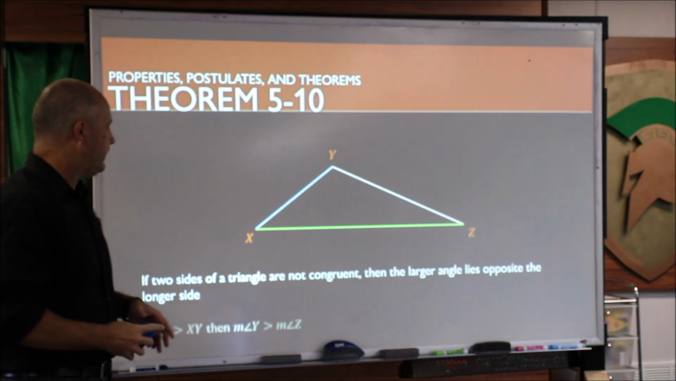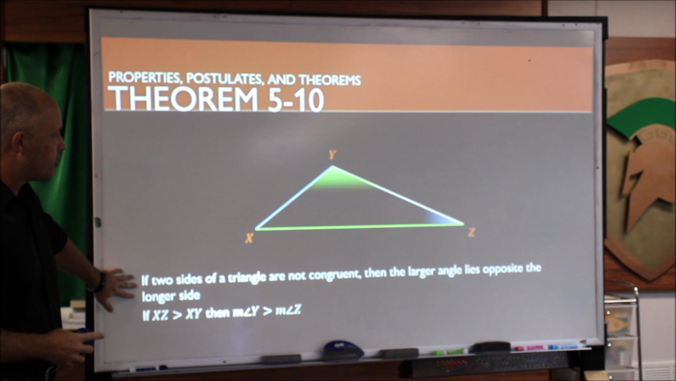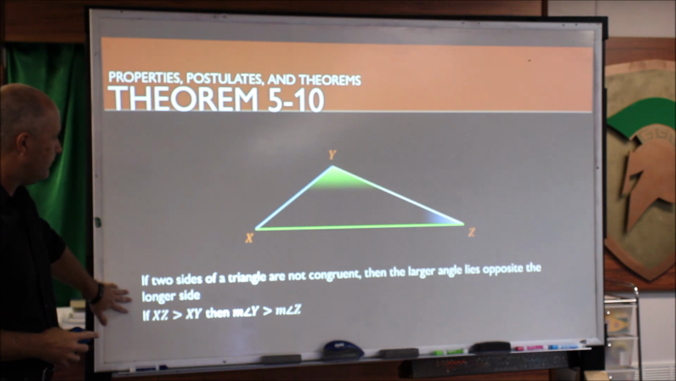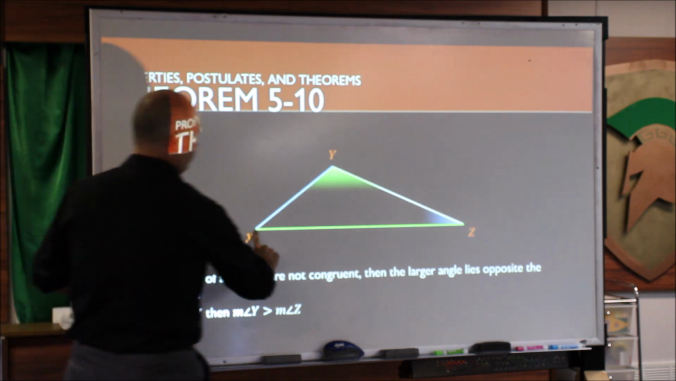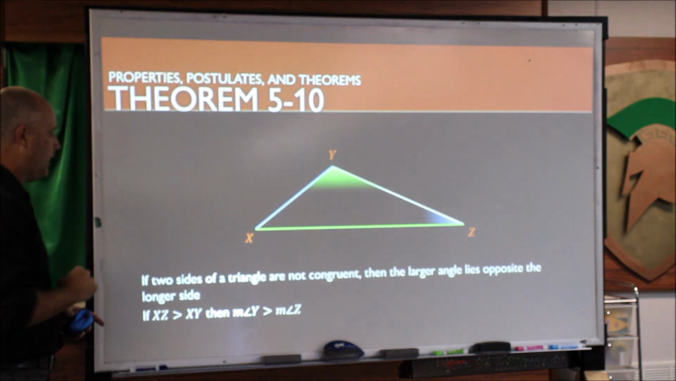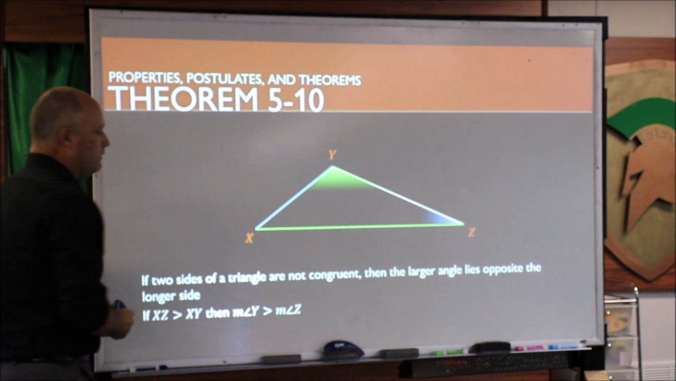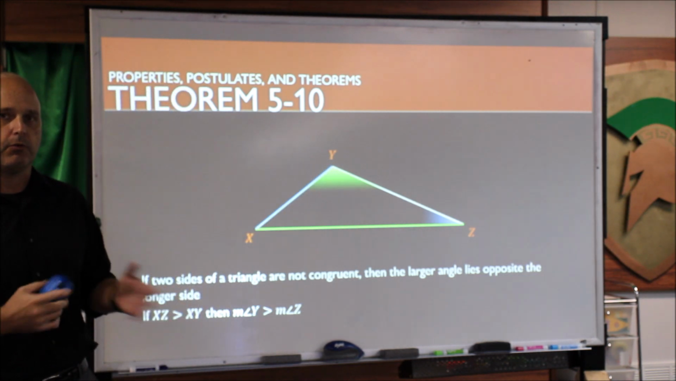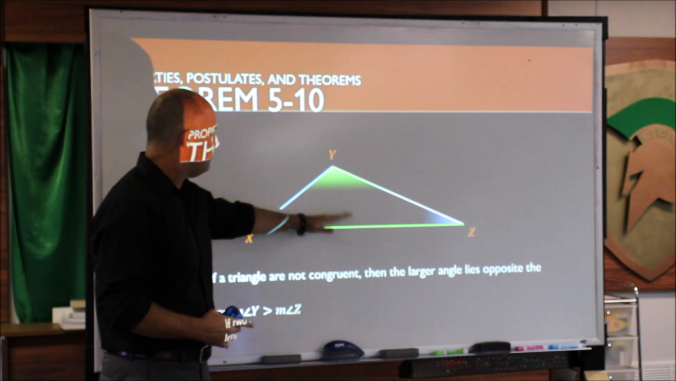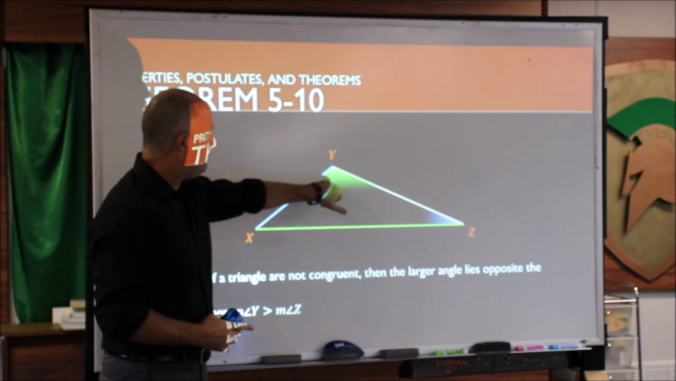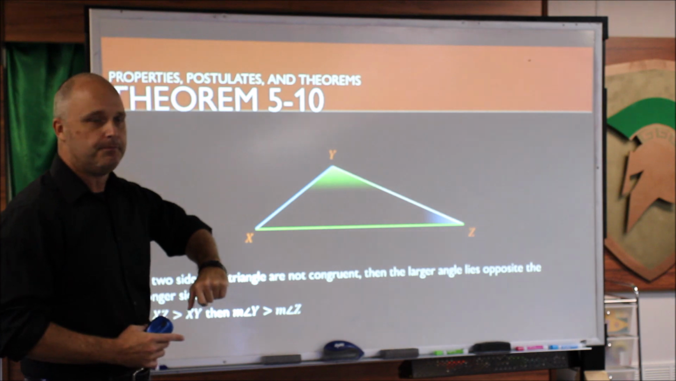Now in theorem 5.10, we're going to learn that if two sides of a triangle are not congruent, then the larger angle lies opposite the longer side. So what that means is if XZ, so we're going to identify XZ with the green line, is greater than XY with the blue line, then the angles across from them also have to correspond to them. So if XZ is longer than XY, then that means that angle Y has to be greater than angle Z.